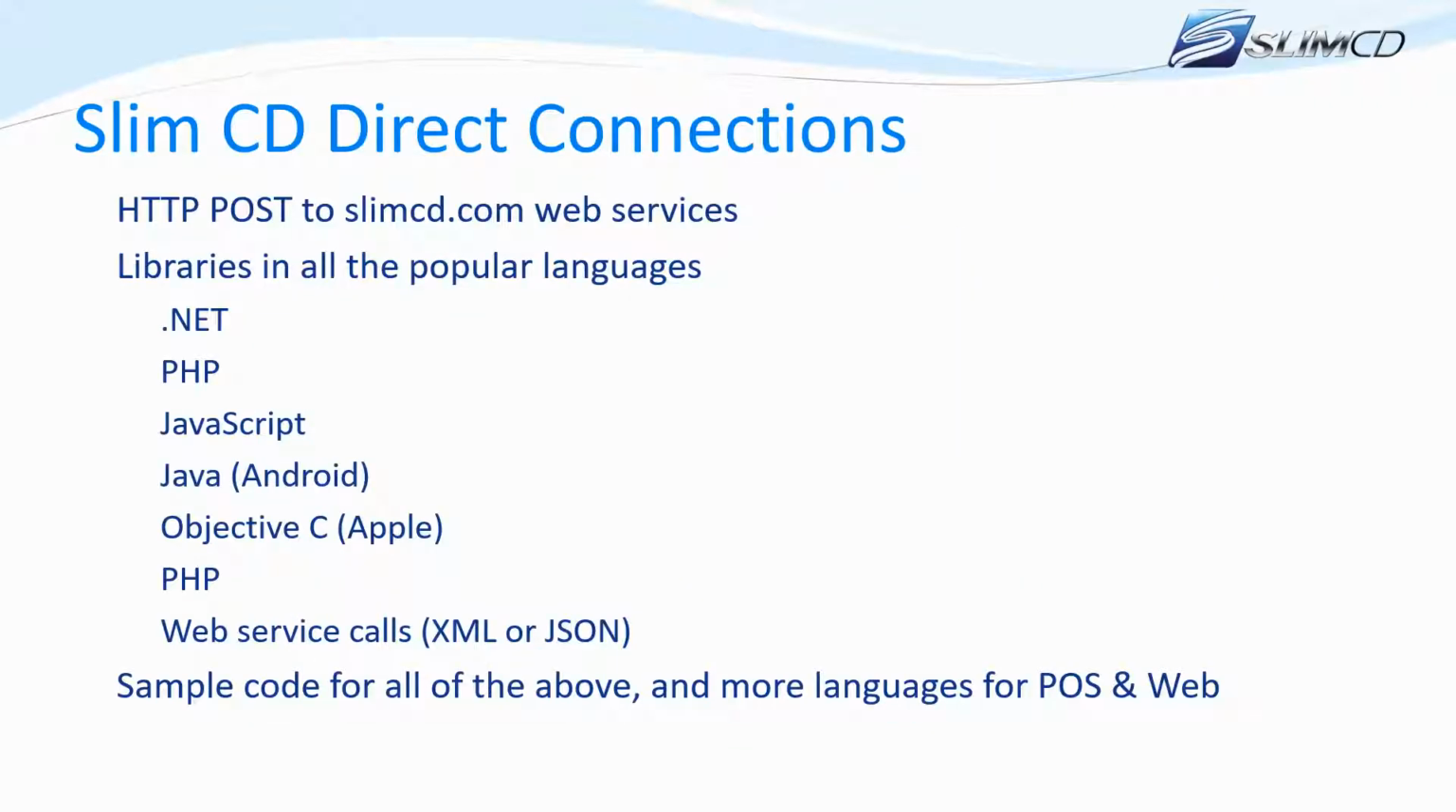You can do direct connection posts to the SlimCD web services yourself. You can post over XML or JSON, and we've wrapped each of those posts for all of our entry points in libraries that expose properties of objects. So if you're a .NET programmer, PHP, or even JavaScript, you can simply access these functions. Then you set properties, call the entry point, and you receive a reply back with the properties of the reply all parsed out for you. We also have the same thing for Java and Objective-C if you are a mobile developer.